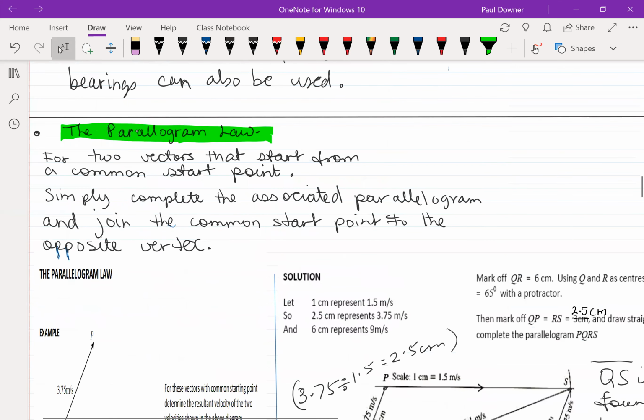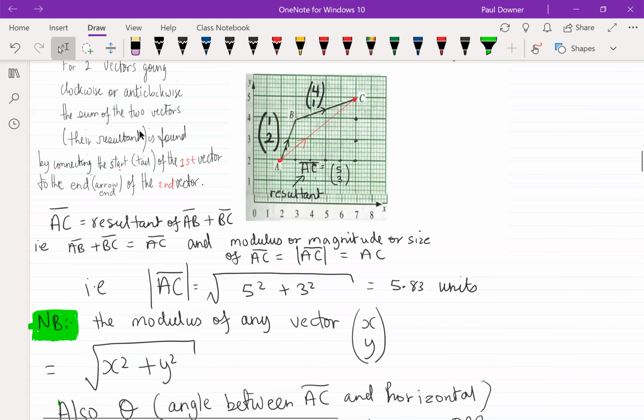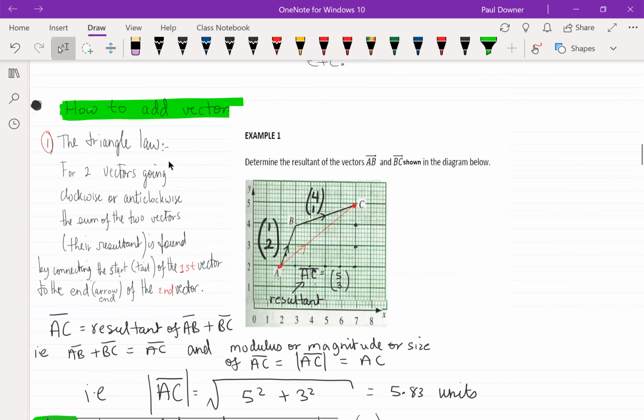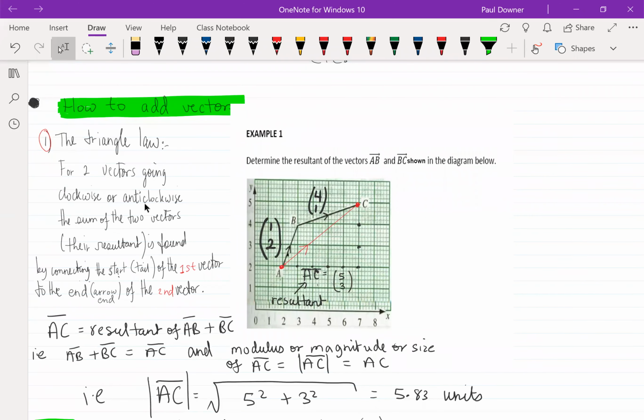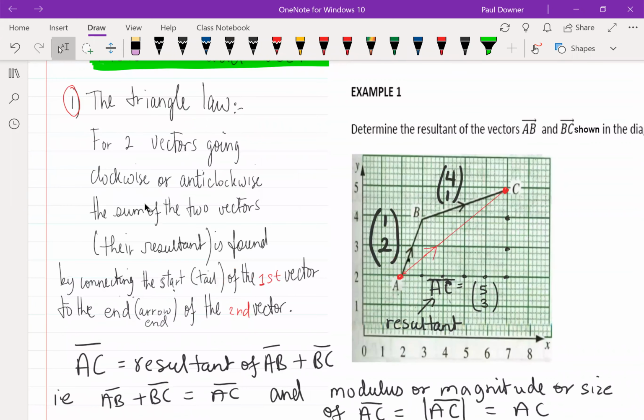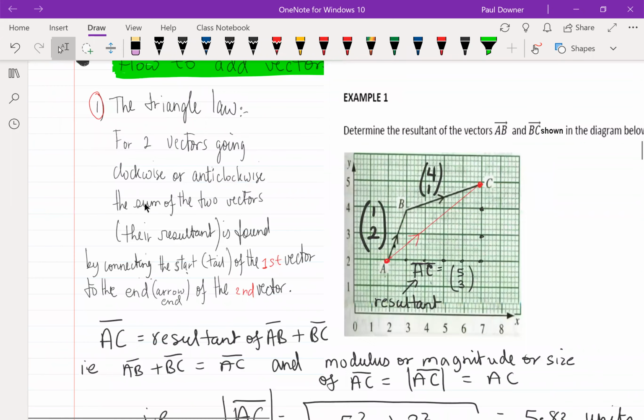The first way, which is the triangle law, if we're adding two vectors, we use that for two vectors going either both clockwise or both anti-clockwise. Once they are both going clockwise or both going anti-clockwise, then we use the triangle law. All right, so what is that all about? Let's see.